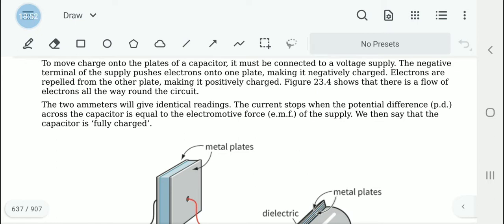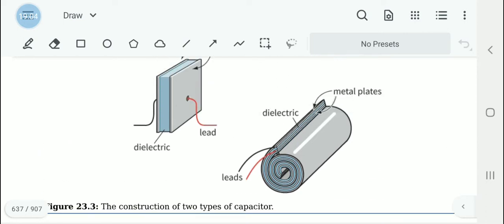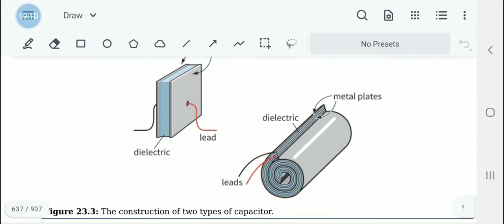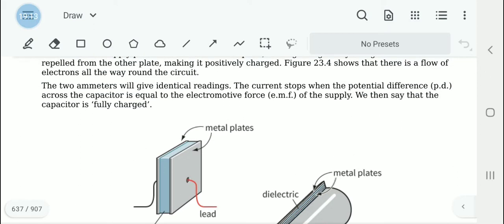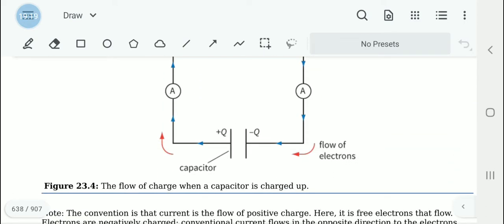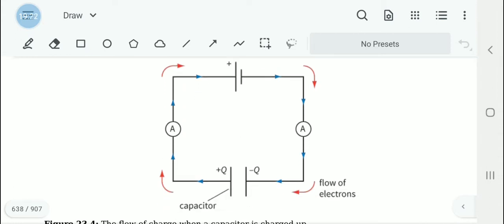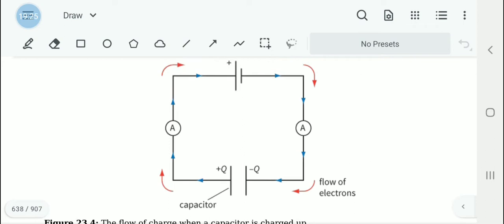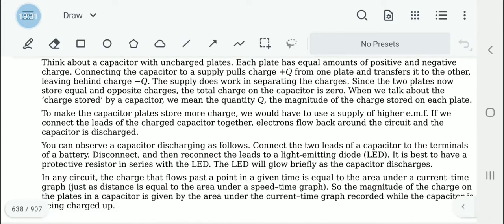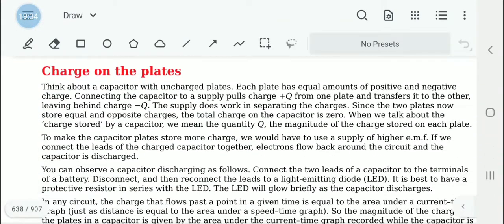Leave a line, put a star and write down. When the potential difference across the capacitor is equal to the EMF of the supply, we say the capacitor is fully charged. I want you to draw this diagram as well, figure 23.4. I'm not going to give you a note on this conventional current. You already know that.